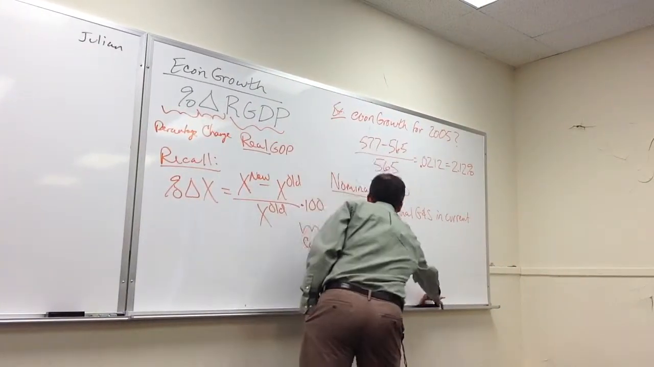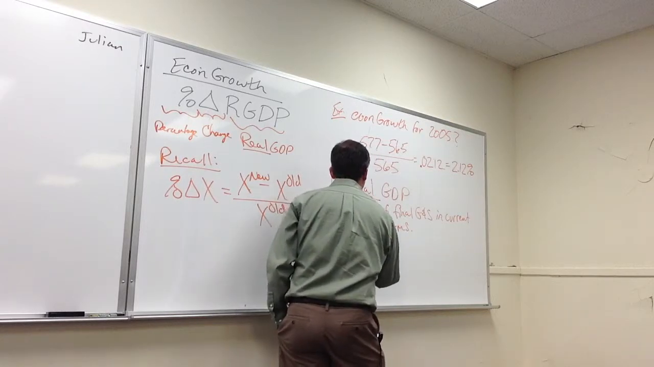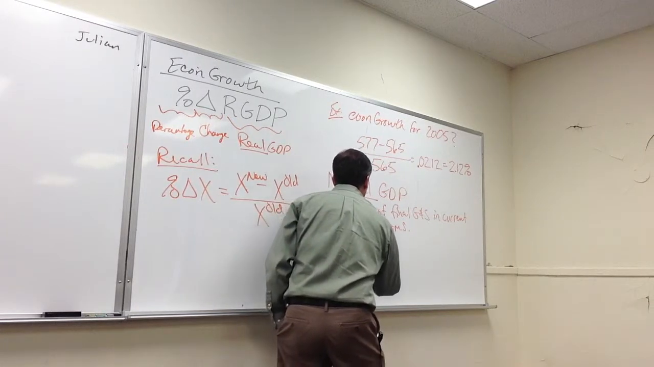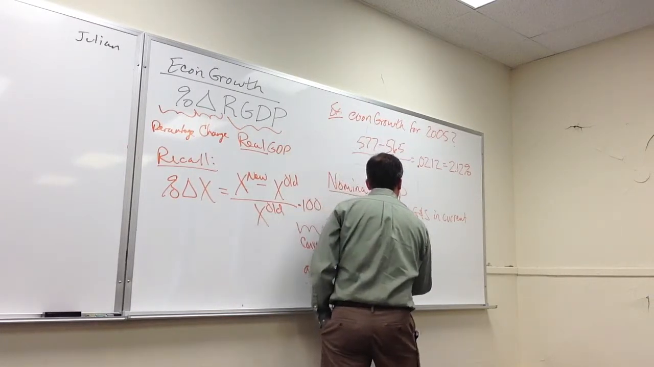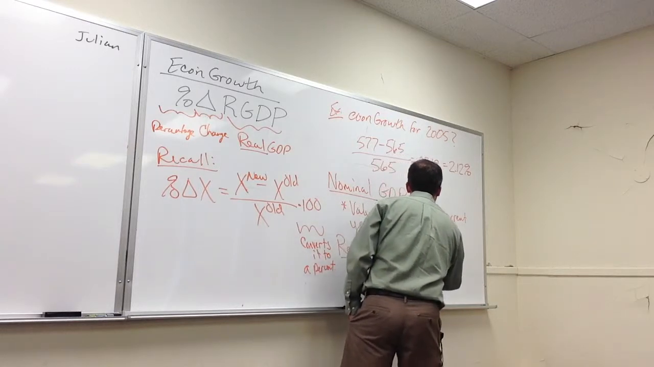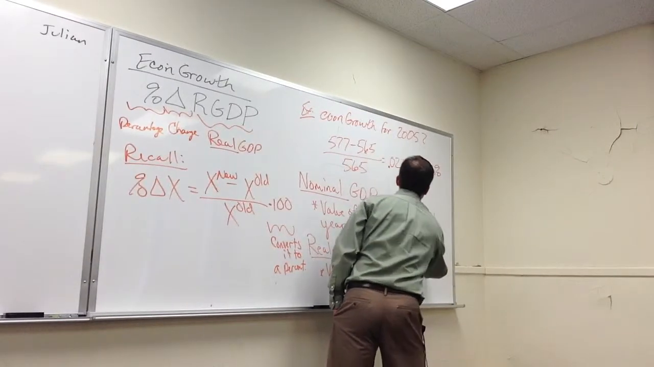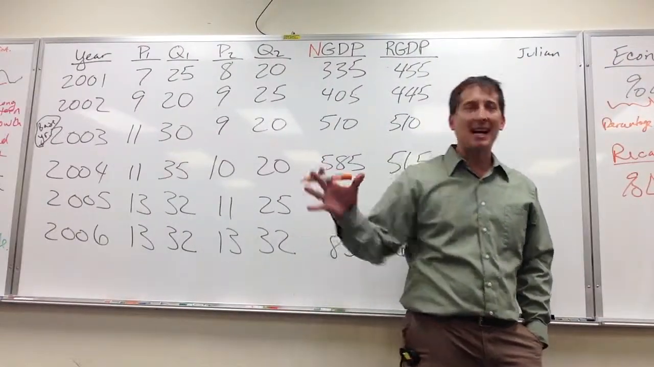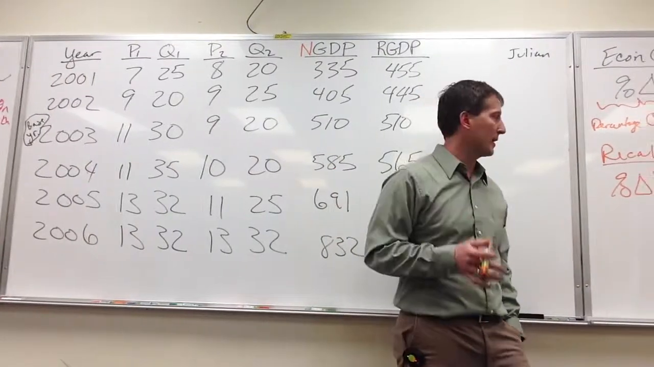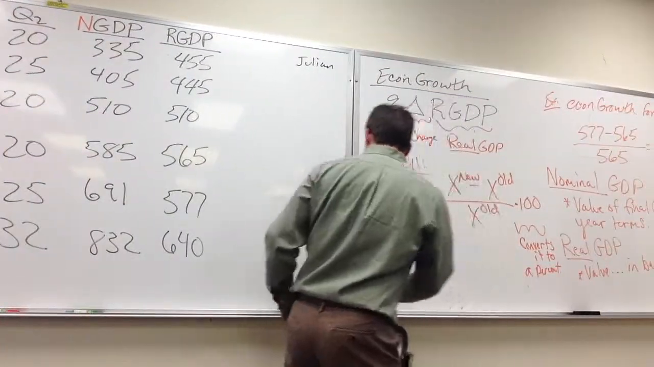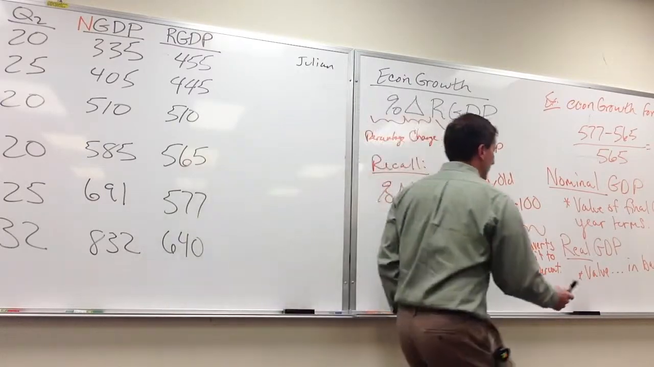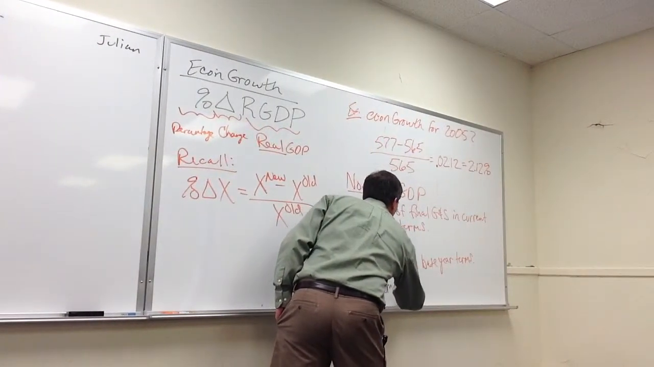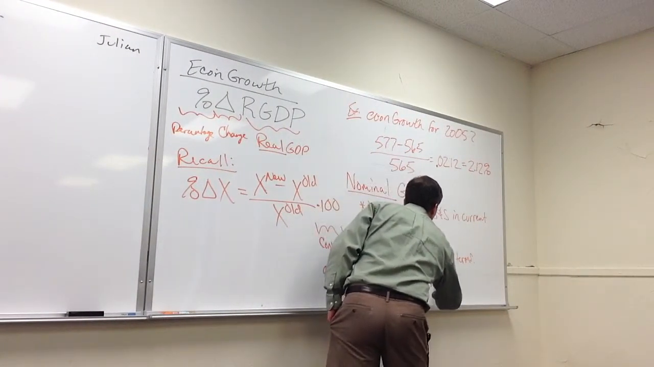Real GDP is the value in base year terms. And by doing that, we've sucked out that price effect. We've held that price constant, and we've kind of sucked out the price effect. So we'll put that as the last bullet here. It removes the price effect.